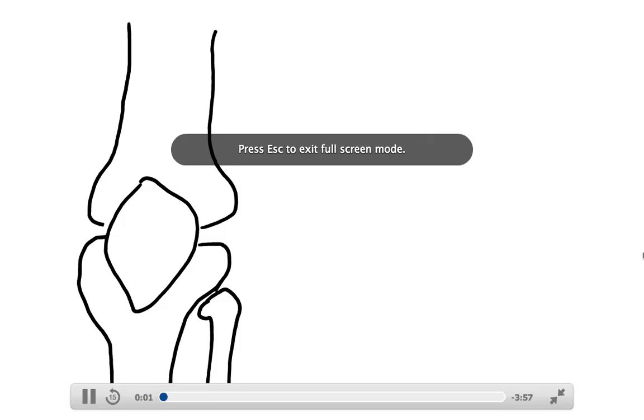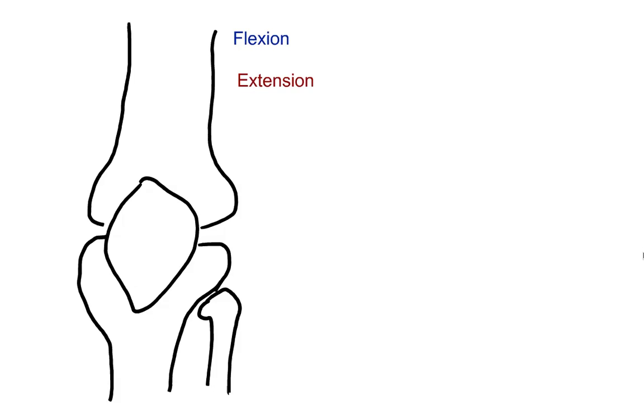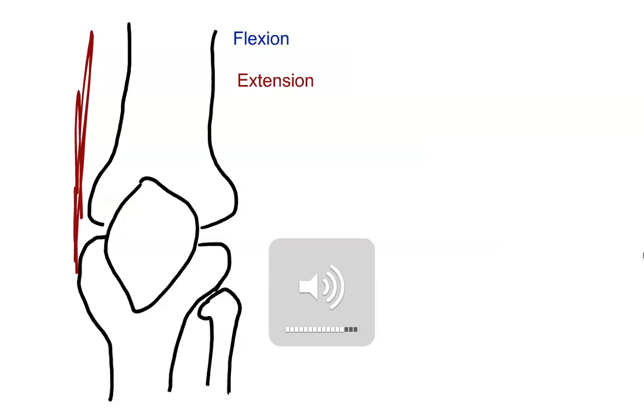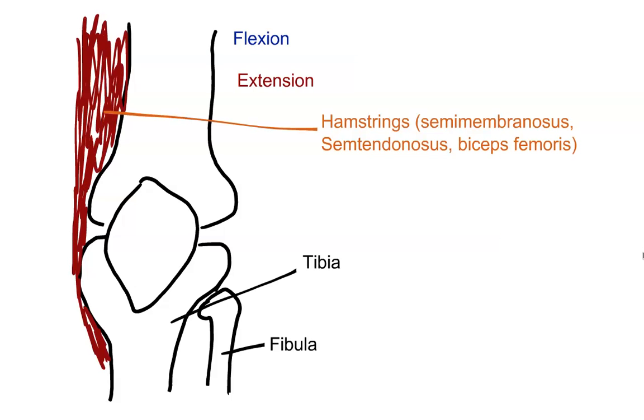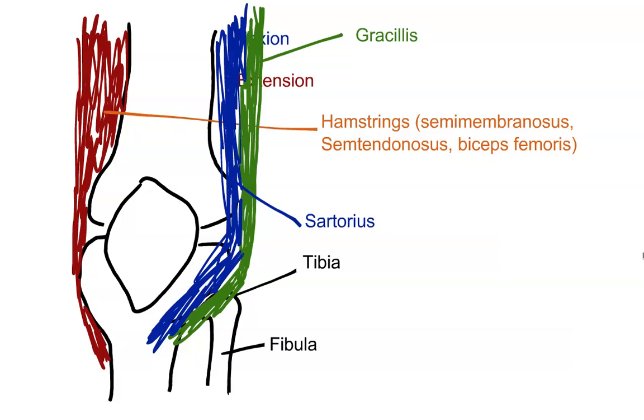The knee joint is only capable of two movements, flexion and extension. At the back, the hamstrings insert into the posterior surface of the tibia, and are therefore knee flexors, along with the gracilis and sartorius. The quadriceps and the anterior compartment are the knee extensors, supplied by the femoral nerve.